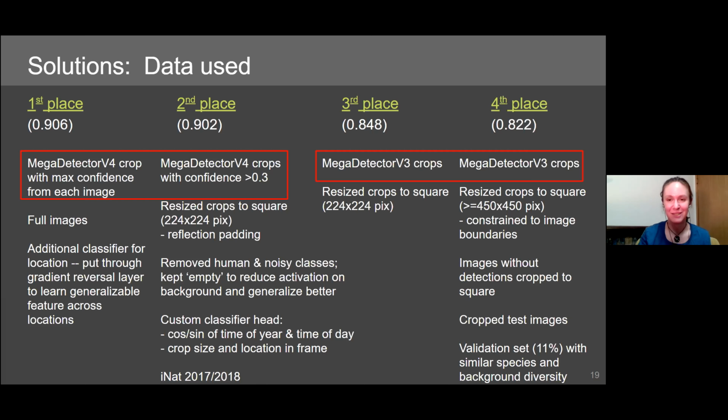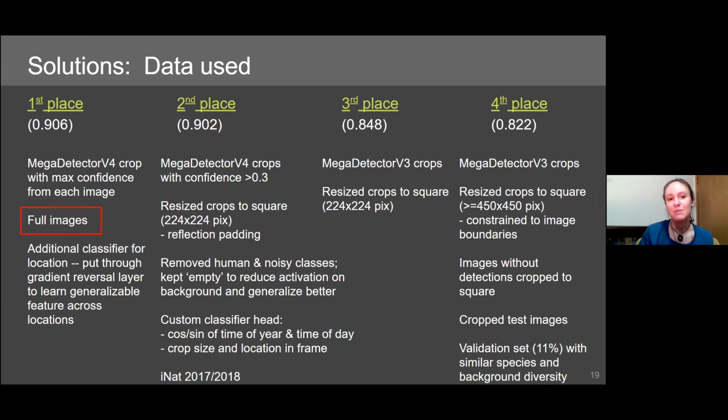Right, so Megadetector 4 seemed to be helpful. 2nd to 4th place teams then resized those Megadetector crops into squares. Some of them specified what they did for padding or image boundaries if that square would make the crop go outside of the image. The third place team didn't talk about that.